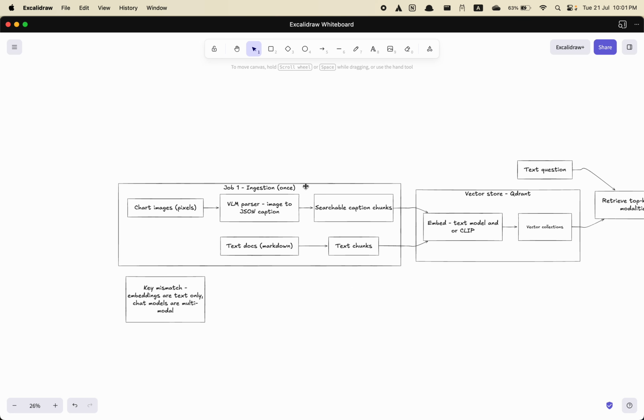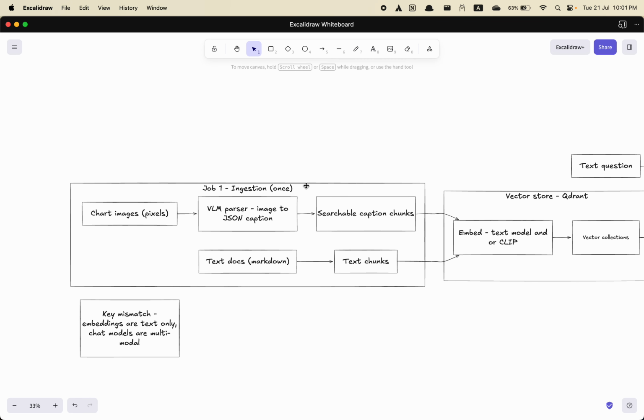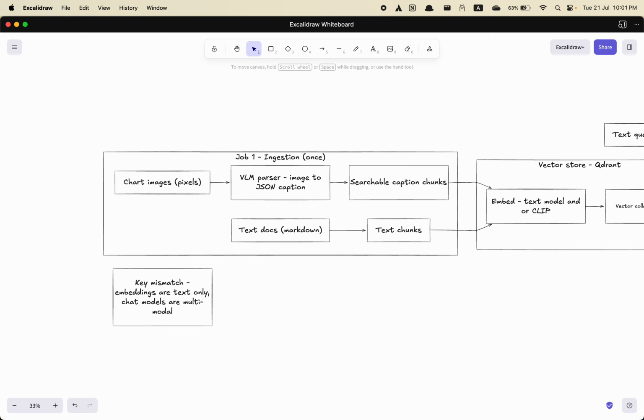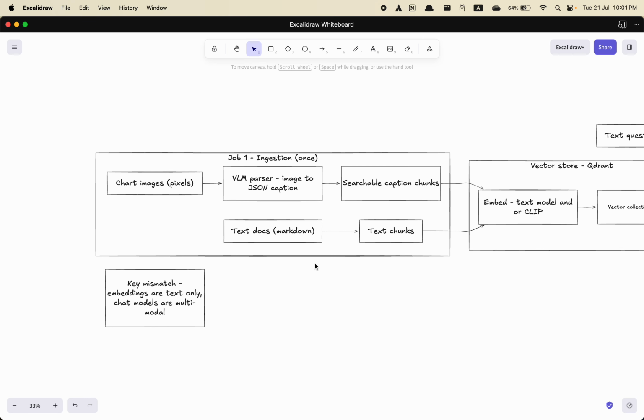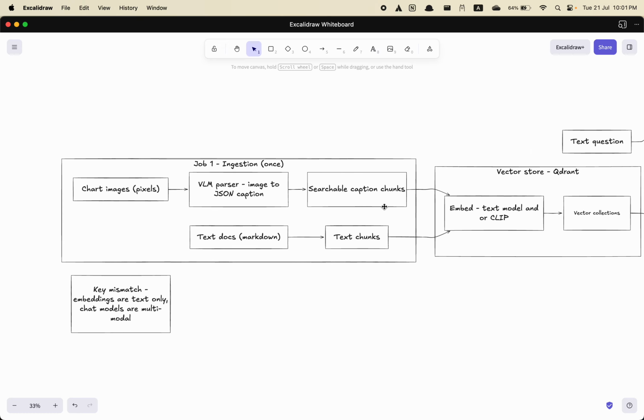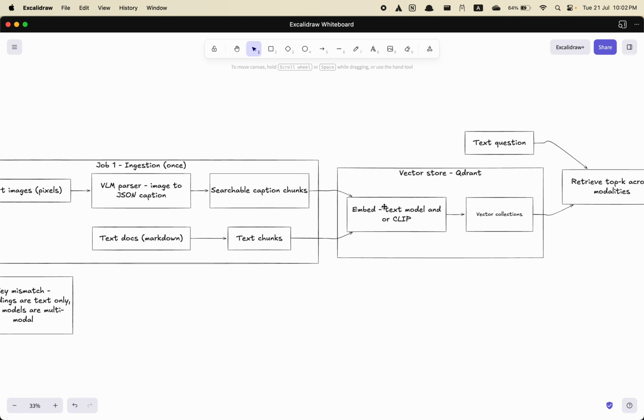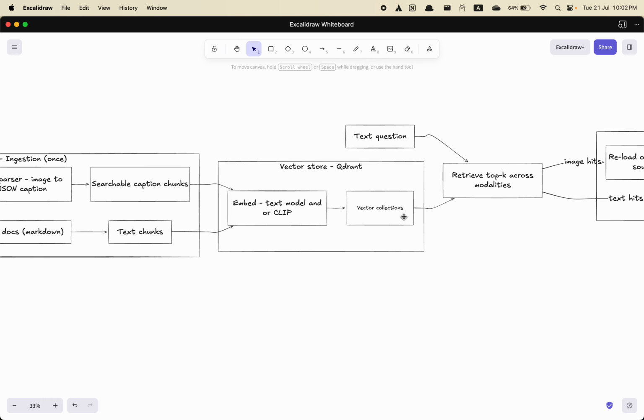The first one is the core idea of what we did. The whole approach rests on one insight: the VLM plays two different roles. It plays its first role at ingestion, where it's a parser. It looks at each chart and writes a structured caption, which can be embedded and searched. And so we can see that here, where it's able to ingest the image and provide captions in chunks that can be embedded and then used in regular RAG.